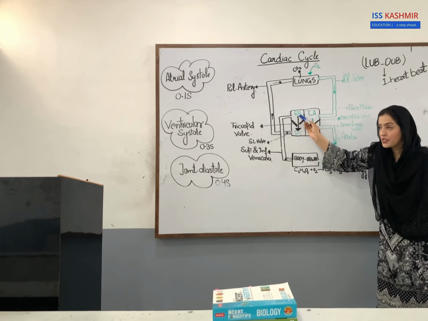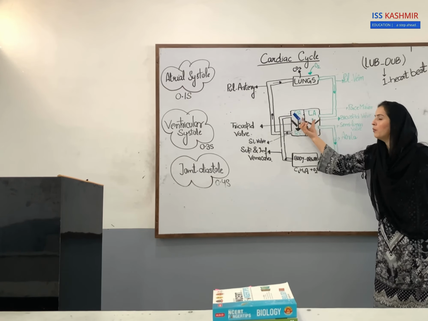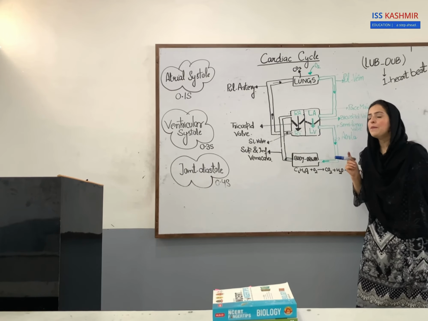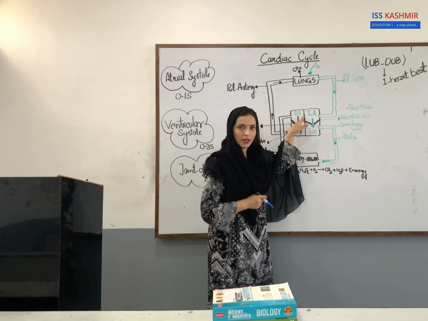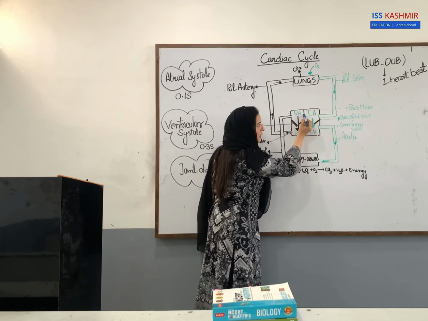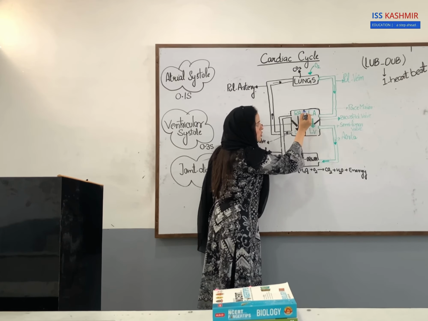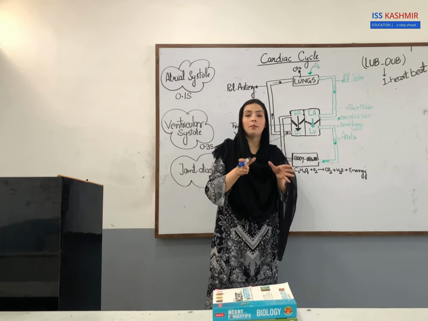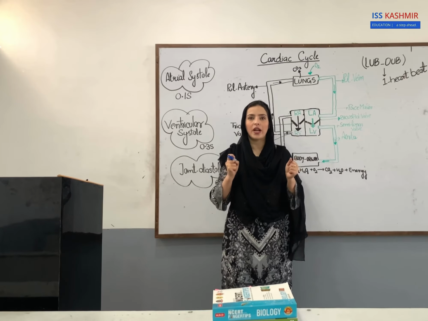The right atrium receives blood from the superior and the inferior vena cava, and both get filled. Once both these atria are filled, a small electric current is generated by the pacemaker. This current is produced from here and it reaches the walls of the atria. Fine. Once the current is supplied to the walls of the atria, the atria undergo contraction.